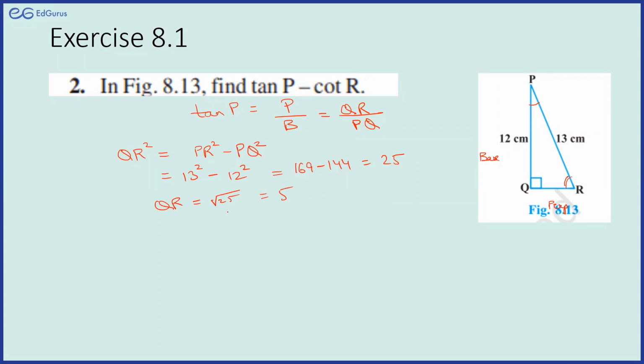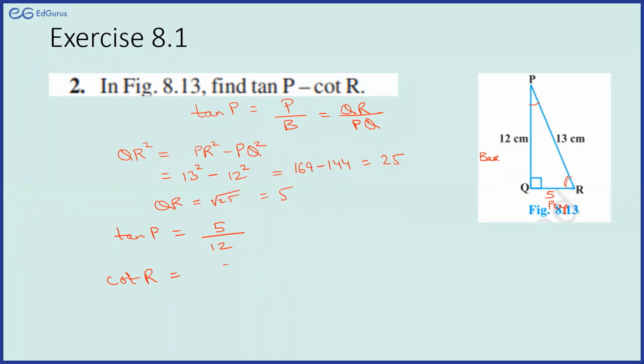ठीक है? अब हमारे पास तीनों साइड्स तो निकल आई हैं. तो अब इसके बाद हम tan P निकाल लेंगे. Tan P क्या हुआ? Tan P is perpendicular upon base, QR upon PQ. So 5 upon 12. Cot R क्या हुआ? Cot R is base upon perpendicular. But अब cot R में base क्या होगा? Ma'am, the base will be QR. Base will be QR, right?